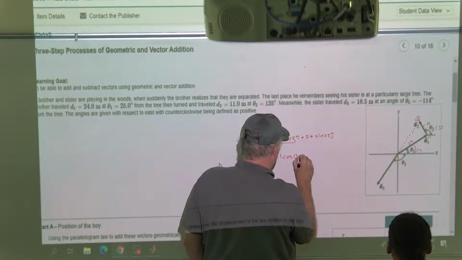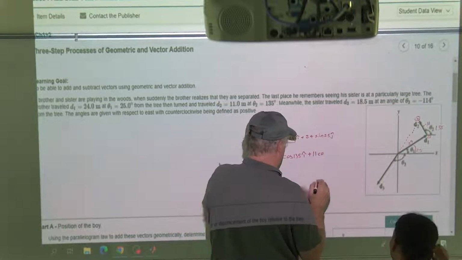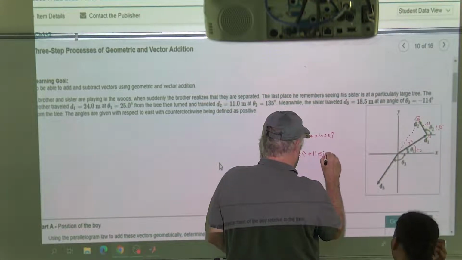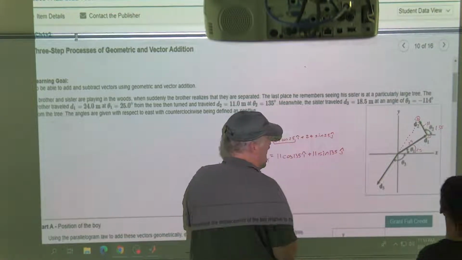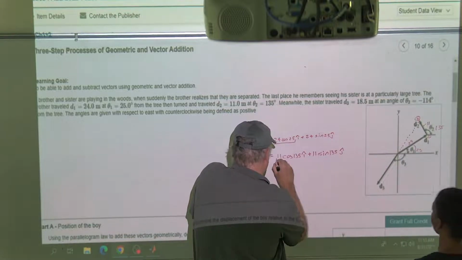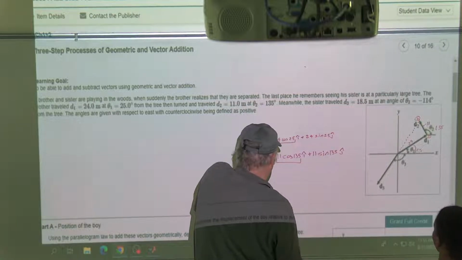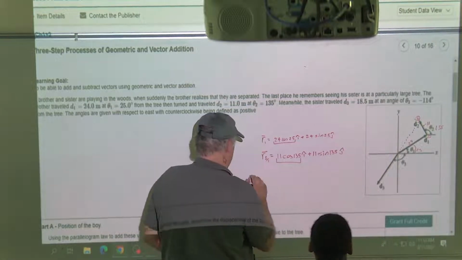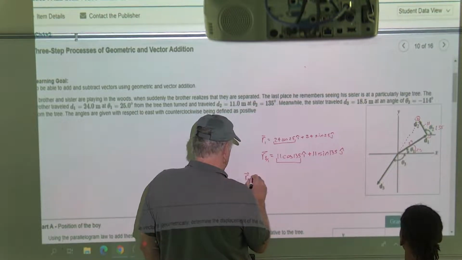Cosine 135 i plus 11 sine, which I wrote wrong, sine 135 j. So basically, they're still saying that it's on the x-axis but projected. Yeah, so this will be a little bit negative. Don't know how much, but it'll be a little bit.